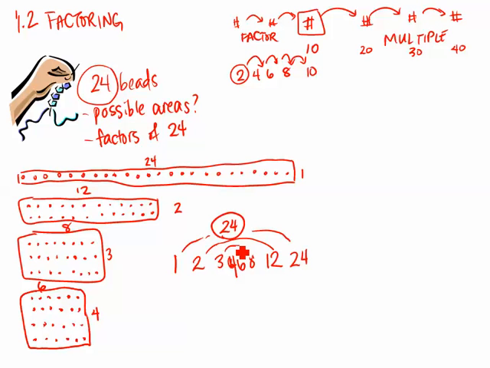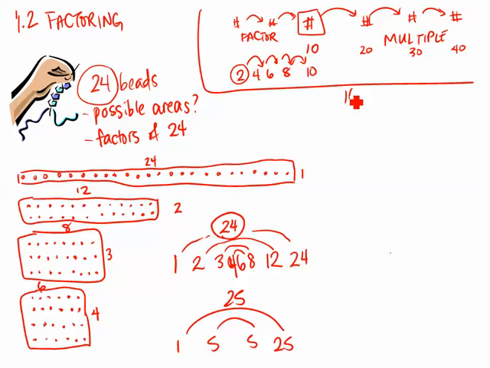So for the example 25, I have its partners 1 and 25. And the only other partner is 5 and itself, which basically means that 25 only has 3 factors, 1, 5, and 25. Now let's look at another example. If I have 16 and try to find the factors of 16.